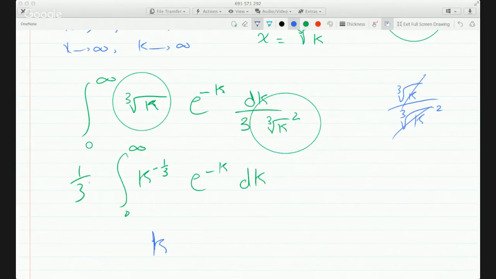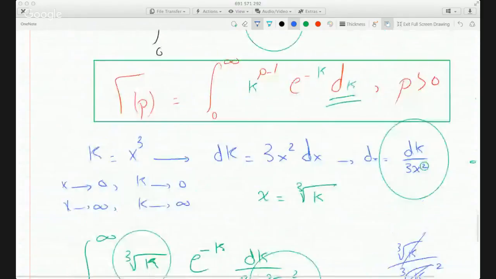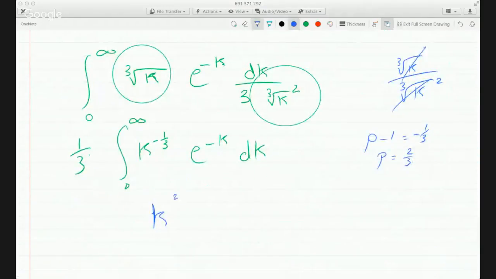Right. So now p minus 1 is equal to minus 1/3, so p is equal to 2/3, 1 minus a third. So that means this is the same thing as rewriting it as p minus 1: this is 2/3 minus 1, which is the same thing as minus 1/3, from 0 to infinity, e to the minus k dk.